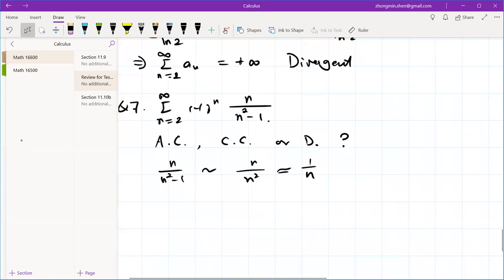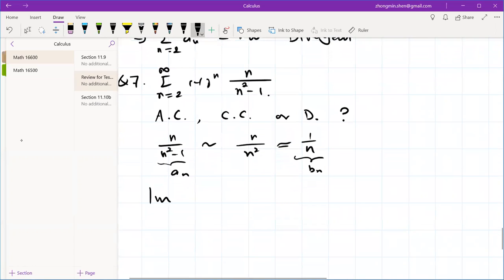So I'm going to call this one a_n and this one b_n. Clearly, the limit of a_n over b_n equals 1. I'm not going to check that; that's where, how do I get b_n? I drop the negative 1 and simplify, then I get b_n. So the limit is equal to 1.